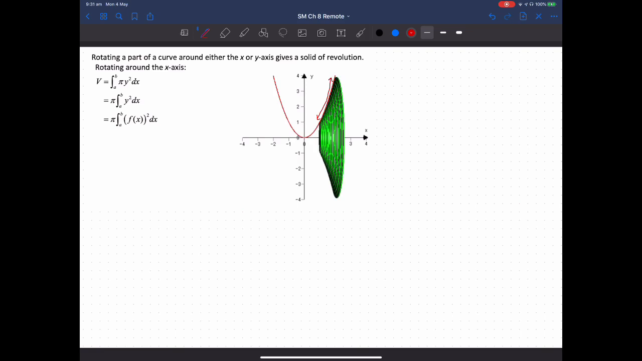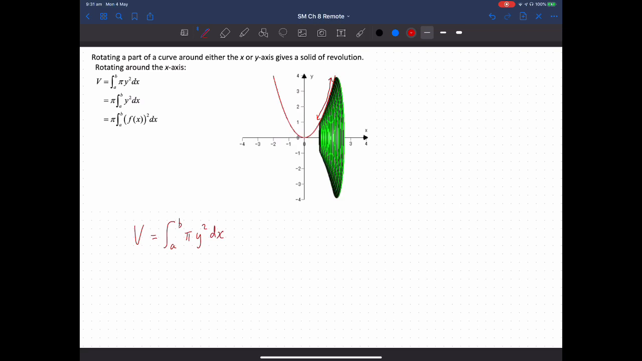If you have a look at our formula, what we're doing here is we're working out volumes. So we're going to work out the volume of the solid of revolution. So what we have is volume equals the integral from a to b of pi y squared dx. The question then becomes, why the pi y squared?